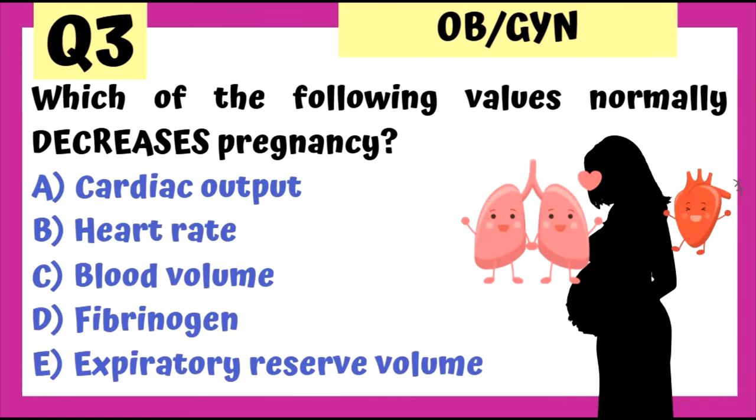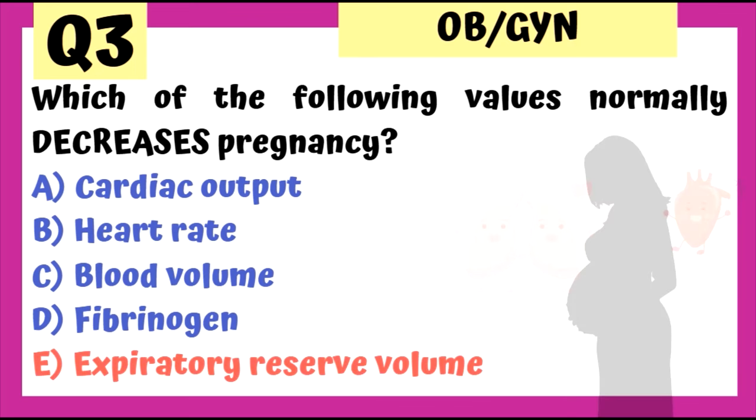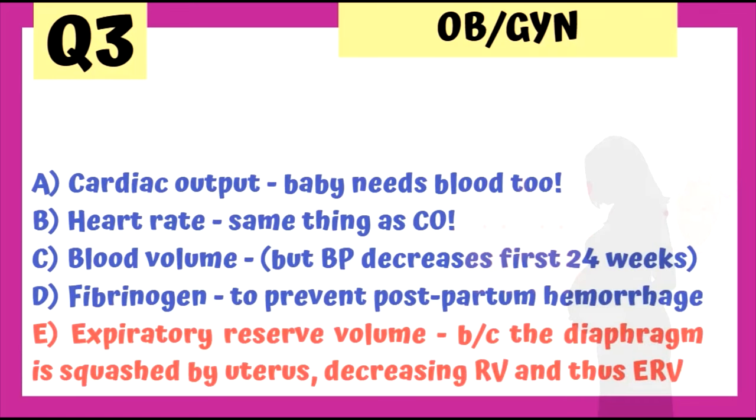Question number 3, which of the following values normally decreases during pregnancy? Cardiac output, heart rate, blood volume, fibrinogen, or expiratory reserve volume? And the answer is expiratory reserve volume. The reason is, what happens is the diaphragm is squashed by the uterus, and this decreases the residual volume. There's not going to be as much empty space inside of her lungs, everything's being squashed. And thus, ERV, expiratory reserve volume, will be decreased.